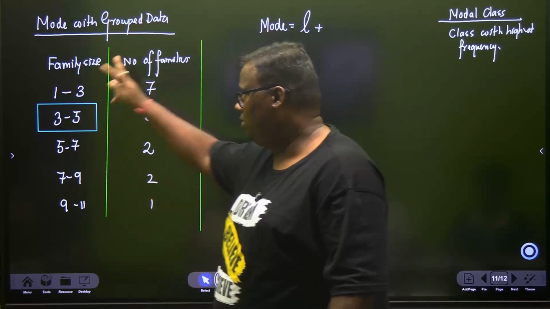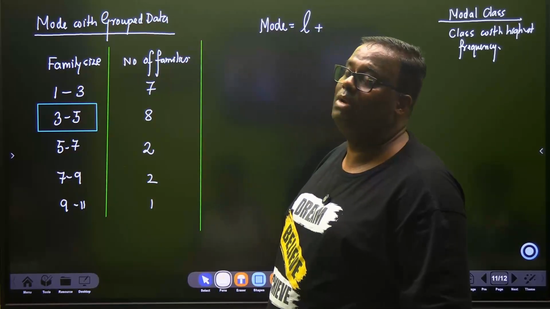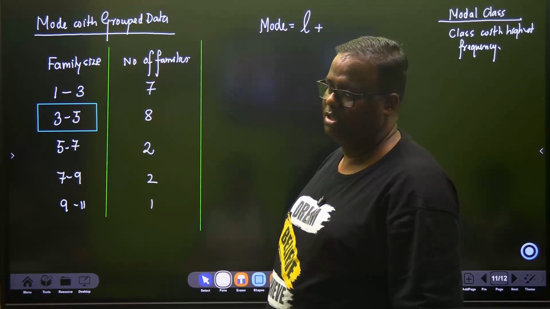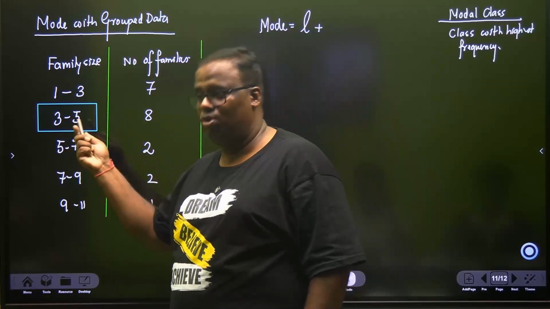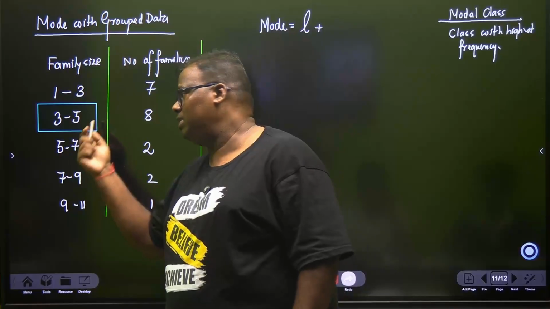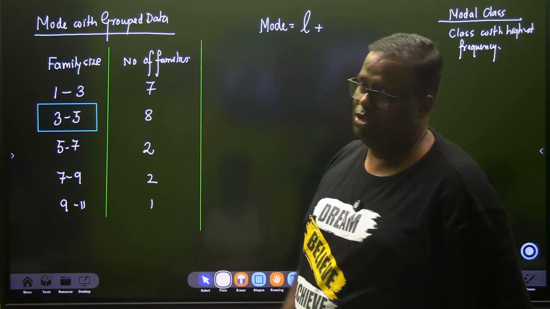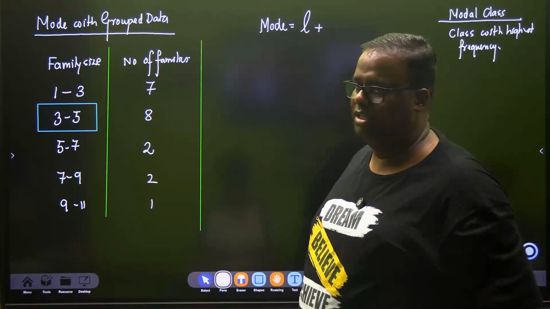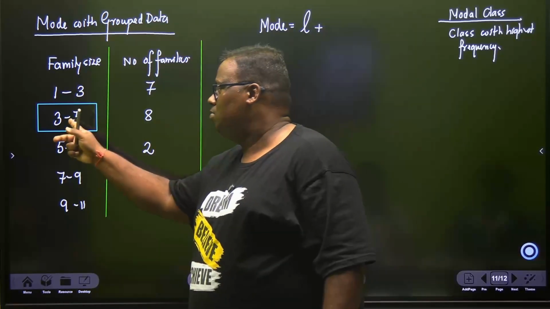What does the mode mean here? Mode means the family size which is occurring maximum in this township. 3 member, 4 member or 5 member. But since we are doing statistics, answers will come in decimals. You may get a family size of 3.3. That does not mean a child has been cut up. Okay? So the mode starts from here.